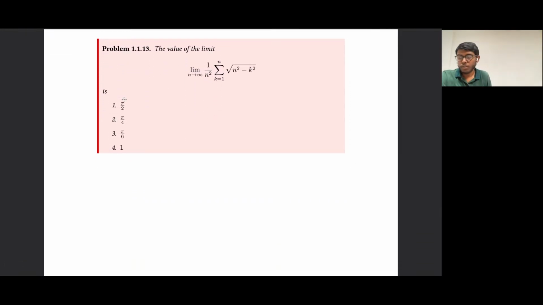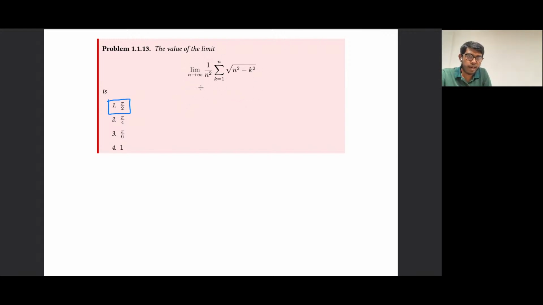So what is your thought? What is the value of this limit? Limit n tends to infinity, 1 by n square, the sum of square root of (n square minus k square). That's 1. So it means that pi by 2. Let's see why pi by 2.